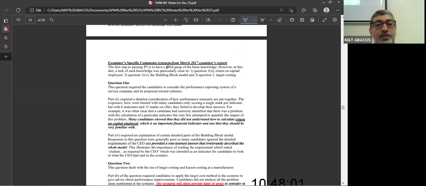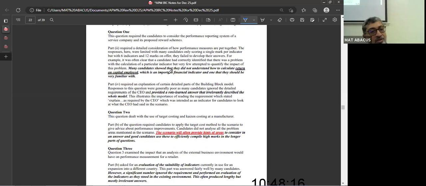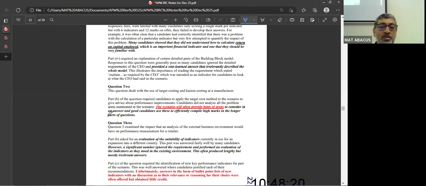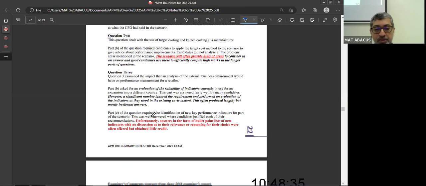First step is to have a good grasp of the basic knowledge. However, at this diet, a lack of such knowledge was particularly clear. If you're not going to define, if you're not going to write the theory, how do we know you don't have the knowledge? Through the application. Because you did not use the hint, or you did not even understand the hint. So to consider, the scenario will often provide hints of areas to consider in an answer. And good candidates use these to efficiently compile high marks in the longer parts of questions. So this one you can read.